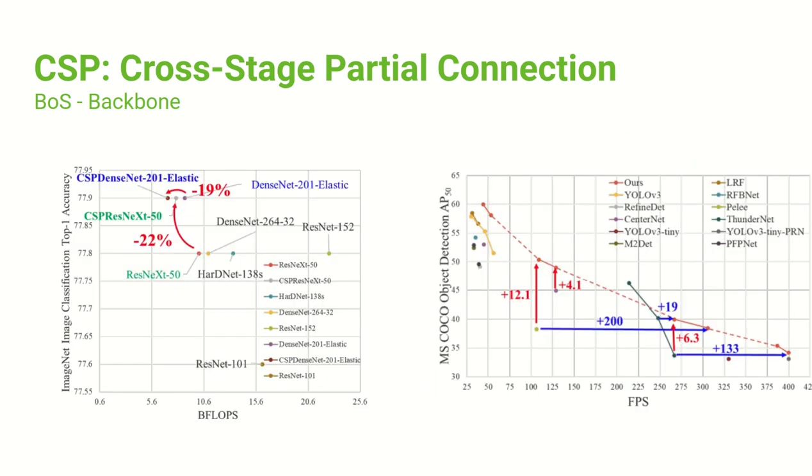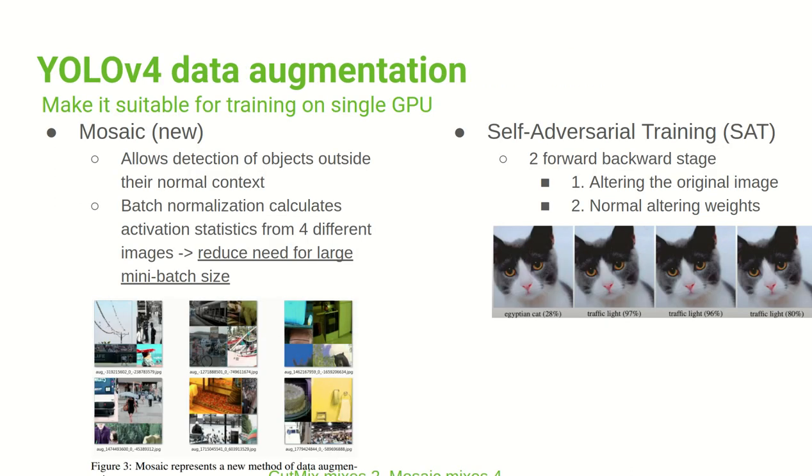So we can see some results shown inside the CSP paper that by integrating the CSP into the backbone, the ResNeXt can improve a lot in terms of speed and accuracy. So that is why YOLOv4 is using the CSP as a backbone to the DarkNet53. They want to use this improved approach embedded into the DarkNet.